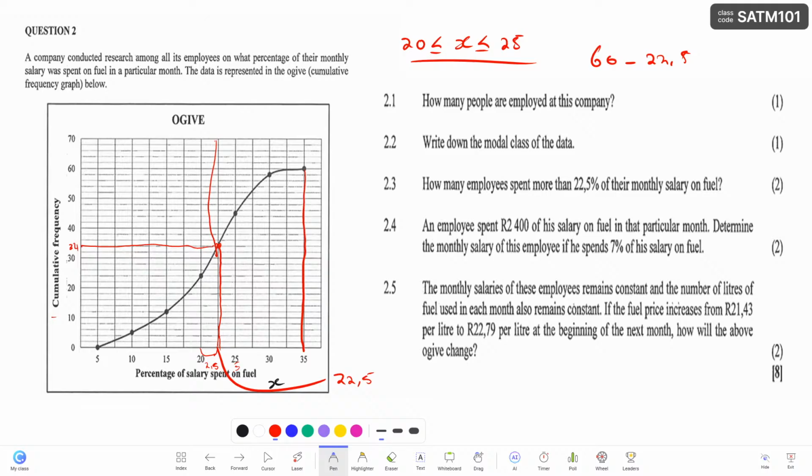60 minus 22.5, and we're going to get, no, it's not 60 minus 22.5. 22.5 is how many people? It is 34 that we calculated. Sorry about that. So you're going to say 60 minus 34, which is 26. So 26 people spend more than 22.5% of their monthly salary on fuel.